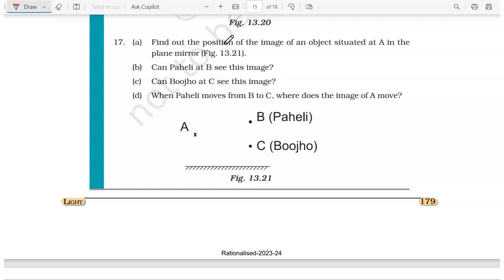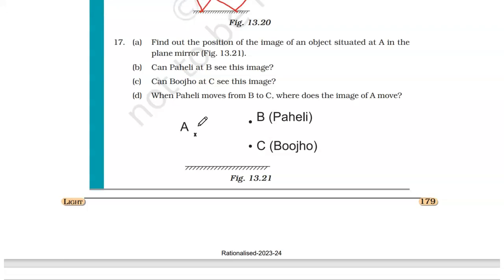Find out the position of the image of an object situated at A in the plane mirror. So here, this is the object A. You have to find the position of that image. How will you find the position? By drawing a ray diagram. The image of the object at position A will be formed behind the mirror at the same distance away from the mirror as the object is, because we know, right?